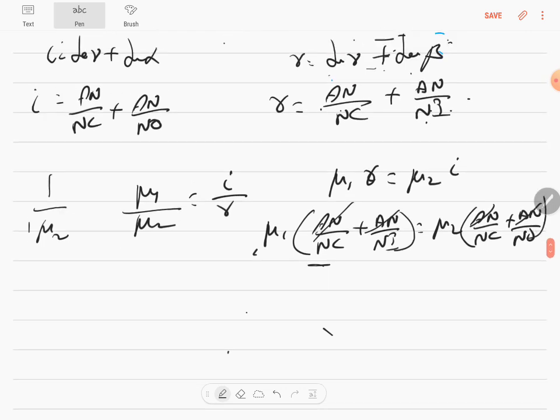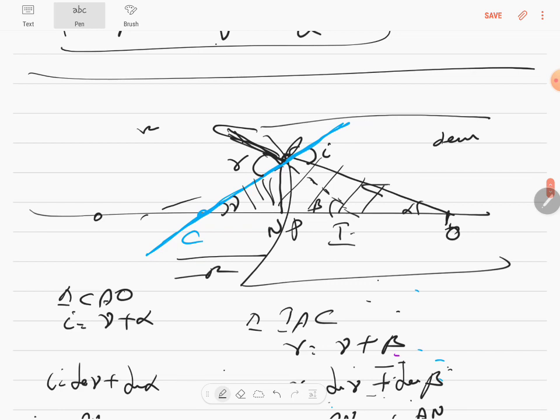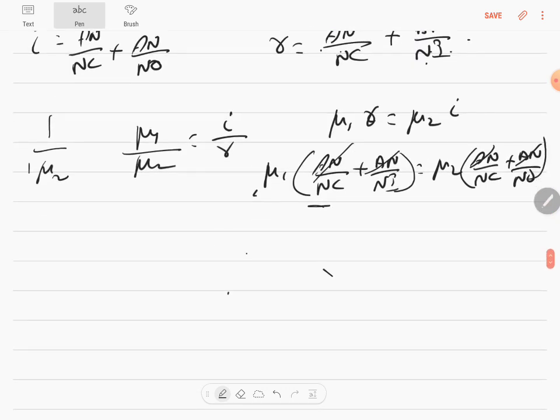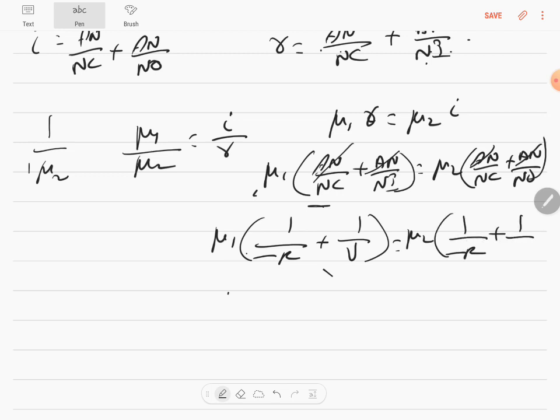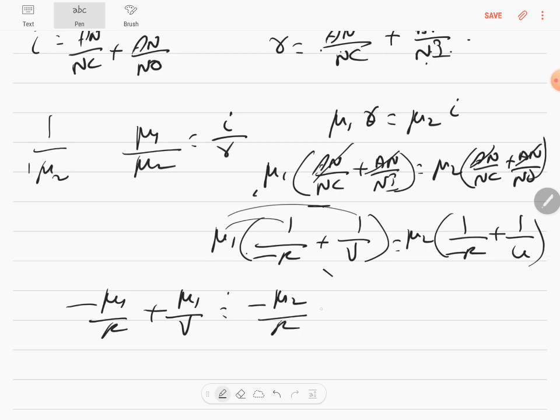Let's write what is NC. What is NC? It is minus R, because it is to the left, whereas the object distance and the image distance are both positive, as they are to the right. So let's substitute mu 1 by minus R plus 1 by v, because NI is v, mu 2 into 1 by minus R plus ON, the object distance u. Multiplying it inside, you get minus mu 1 by R plus mu 1 by v is equal to minus mu 2 by R plus mu 2 by u.